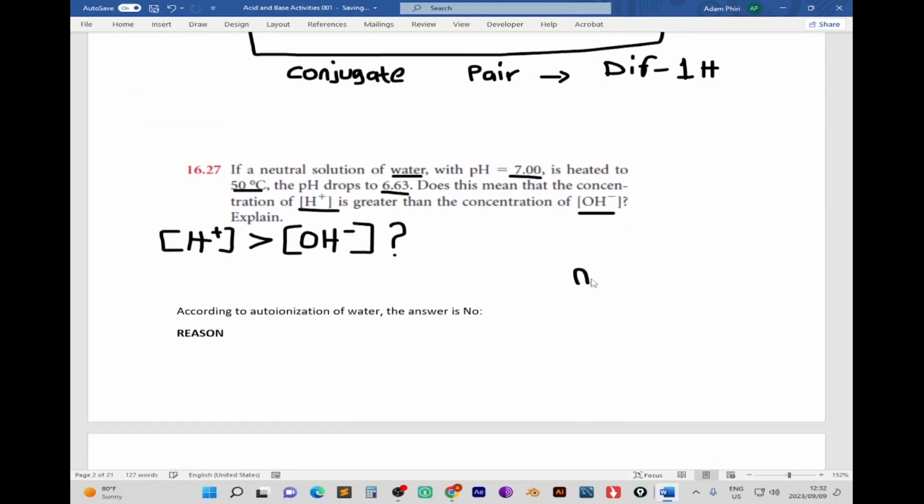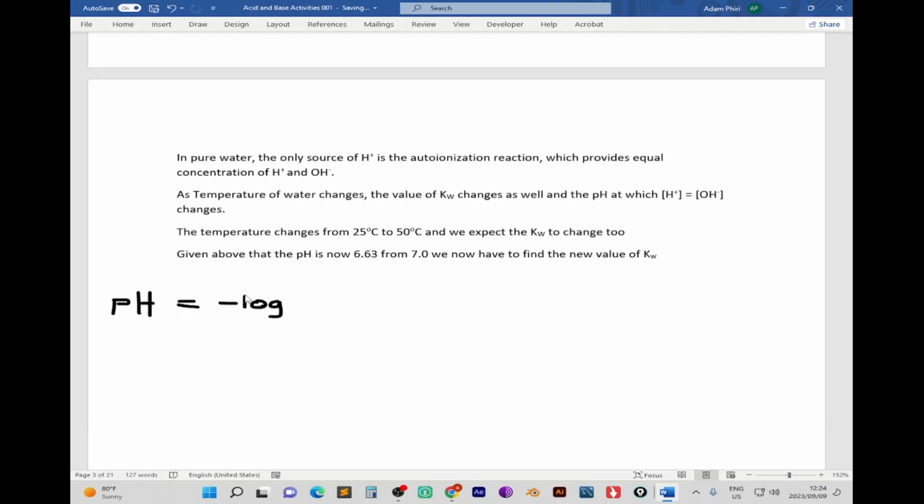Let us look at 16.27, a neutral solution of water. Remember, you have to pause to understand the problem, because I won't pause for too long, and I'll go straight to the problem. In water, the only source of hydrogen is autoionization. So in that case, the concentration of acid and the concentration of hydronium are the same.